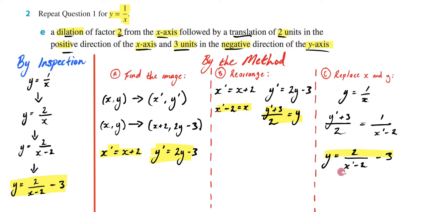And you don't put the dashes in your last bit. You just leave it as is. So that's my new equation: y equals 2 over x minus 2, minus 3. And notice that this is the same as this.